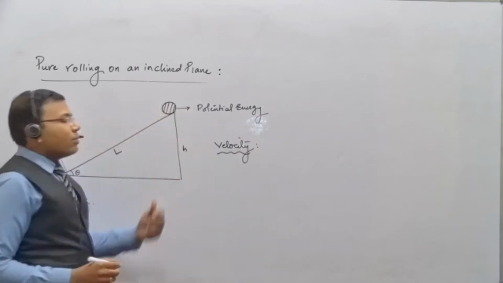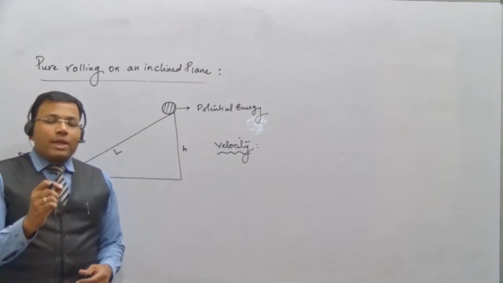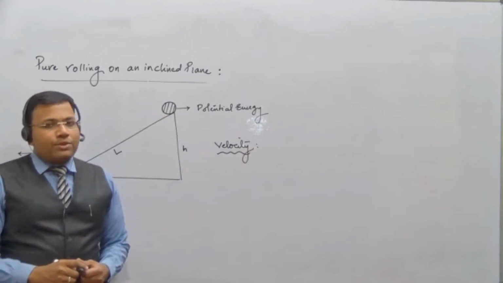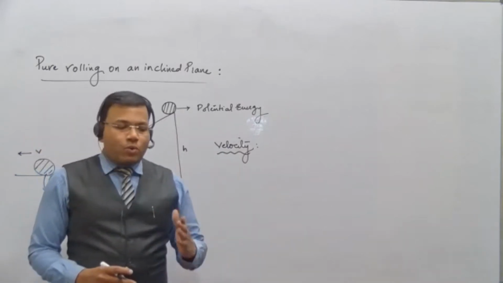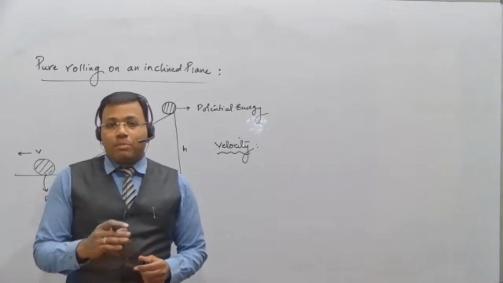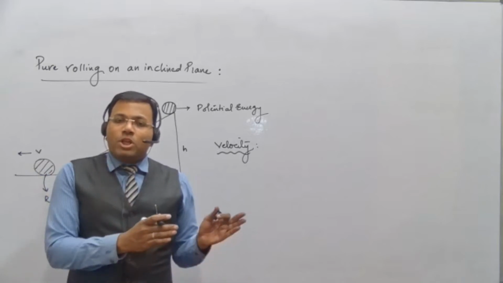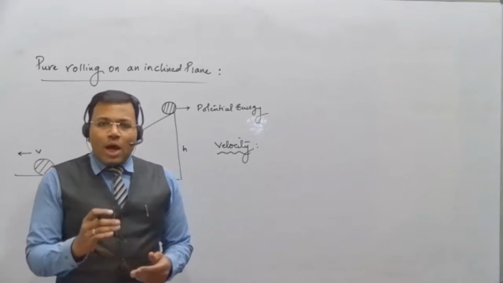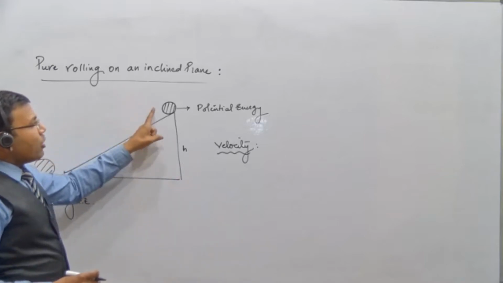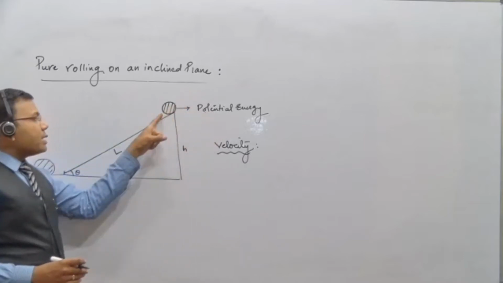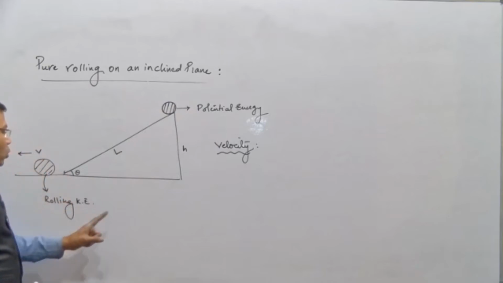So students, to know the velocity with which it is going to come down, I can apply here the law of conservation of energy. What the law of conservation of energy says: energy can neither be created nor be destroyed. That is one part of the law. The second part says that energy can be converted from one form to another form. So when the body is at the highest point, it is having the potential energy, and when it is coming down and has reached the bottom of the inclined plane, it has gained the rolling kinetic energy.